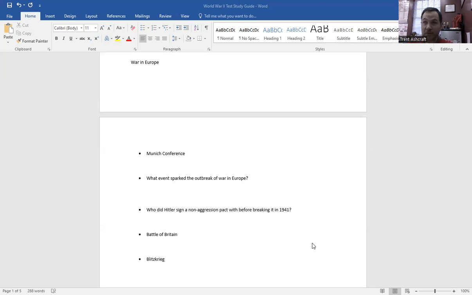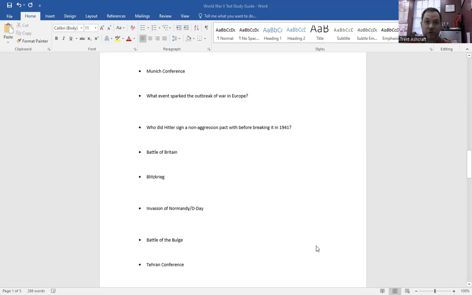And the reason why the British and the French realized that their appeasement had failed is not long after Hitler takes the Sudetenland, he takes all of Czechoslovakia, and then he begins making demands for Poland. And of course, again, it is that invasion of Poland that sparks the outbreak of war.